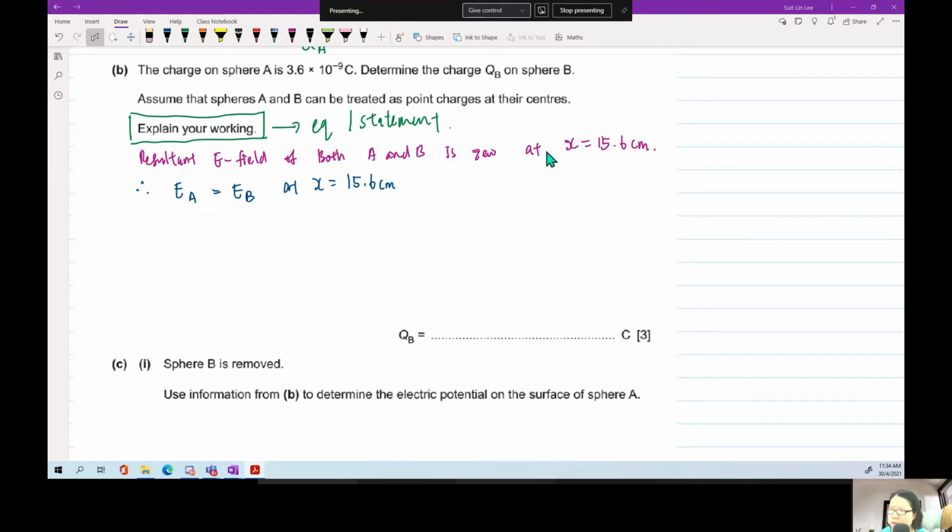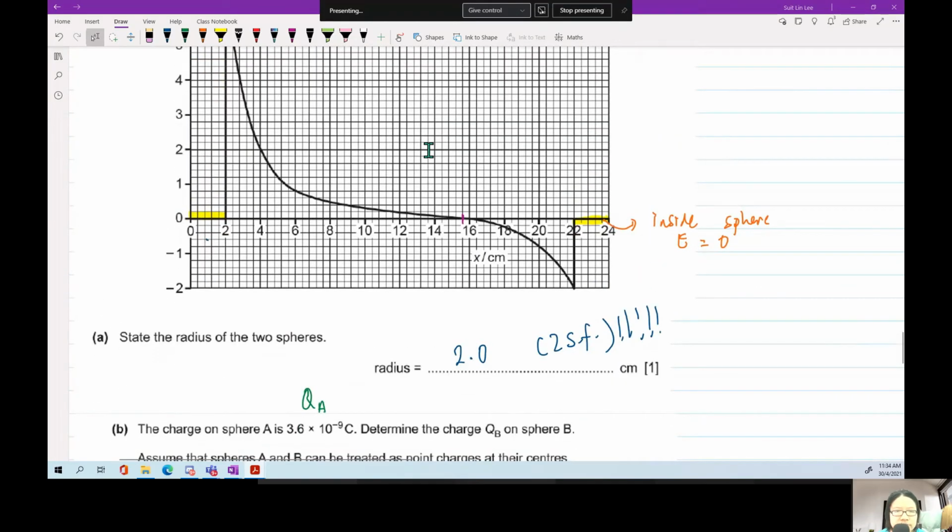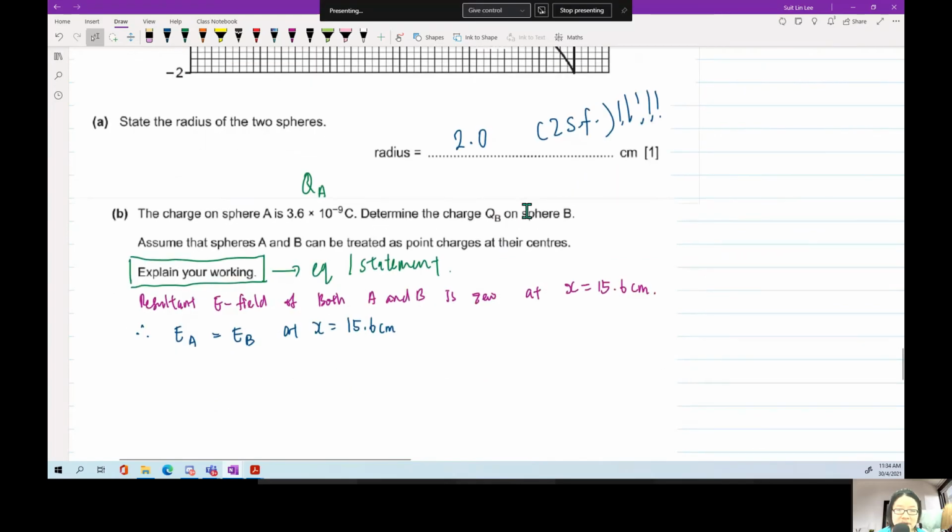Okay, say 15.6. Let me check. I think we take 16 now. Sorry, I keep flip-flopping because the graph is kind of blur on my side. I'm pretty sure it's going to be quite blur on your side too. Looks like 16. 16 will be a nicer number. But as long as you explain here, they should account for errors lah.